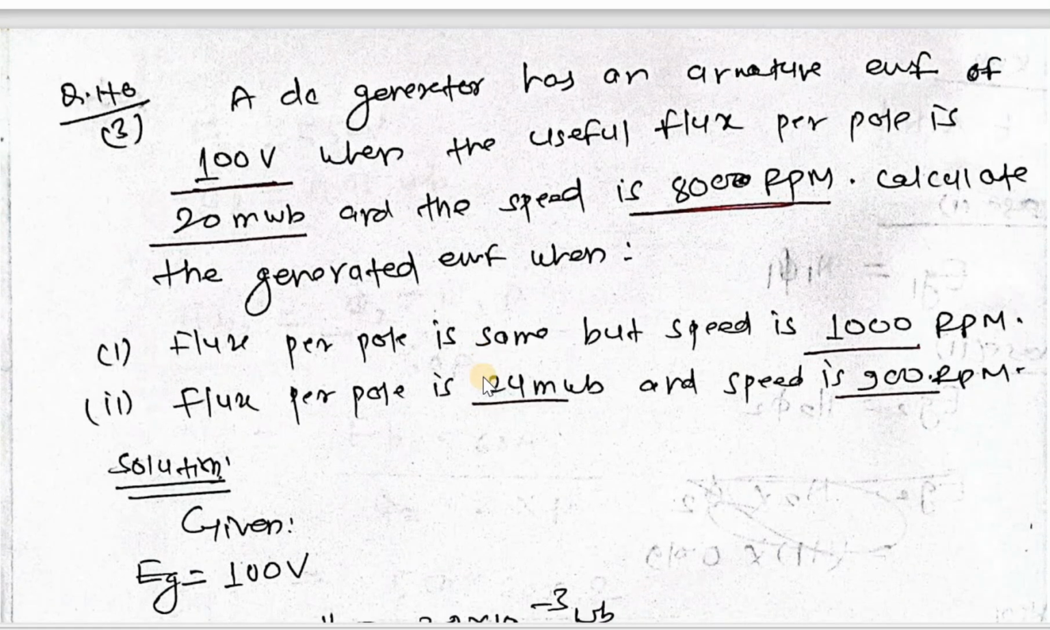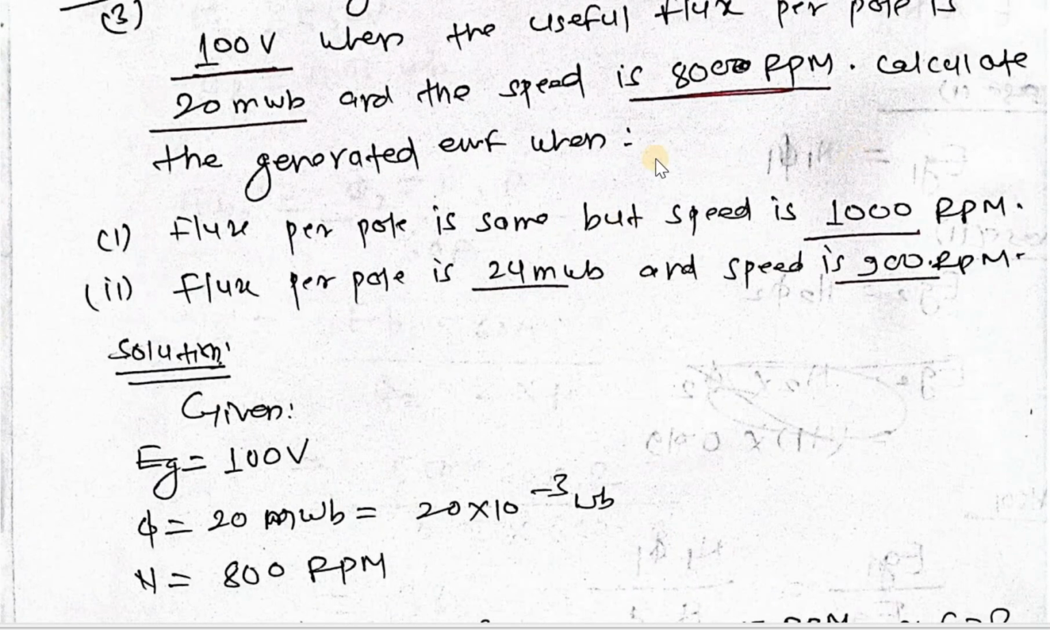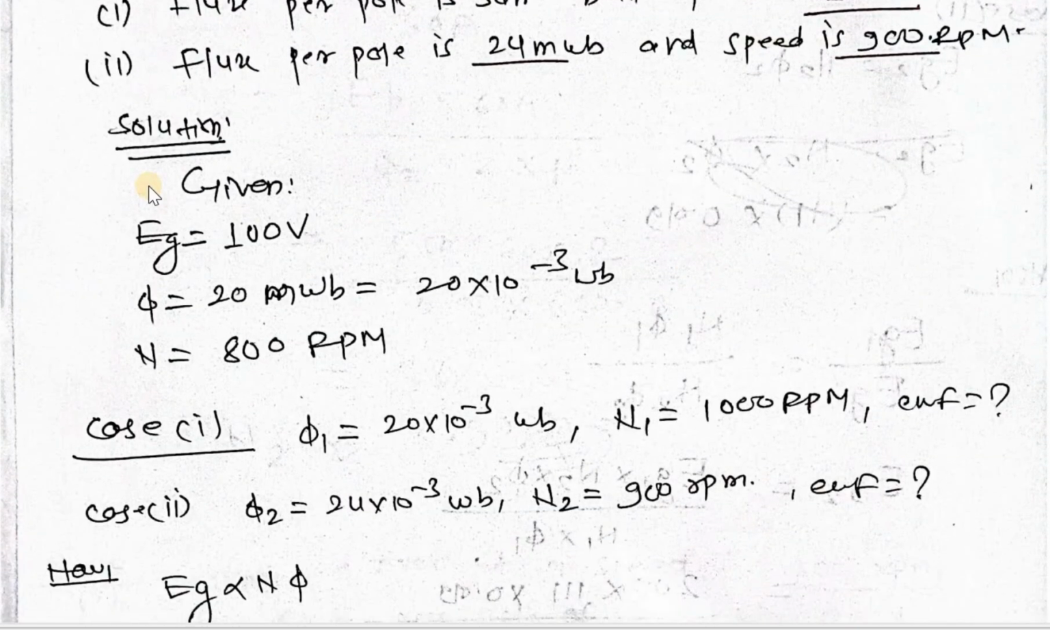The next numerical problem is: a DC generator has an armature EMF of 100 volt when the useful flux per pole is 20 milliweber and the speed is 800 rpm. Calculate the generated EMF. In the first case, the flux per pole is the same but the speed is 1000 rpm. In the second case, the flux per pole is 24 milliweber and the speed is 900 rpm.